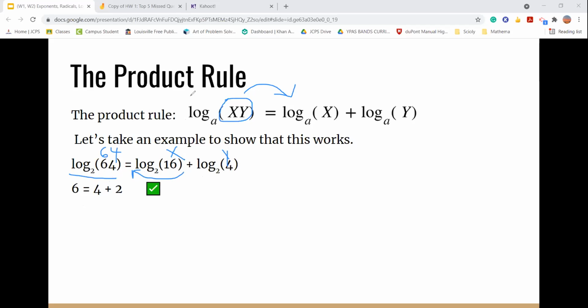And now my product rule said that these two should be equal. Like when I add these two, it should equal this. So I know that log base 2 of 16 is 4. Log base 2 of 4 is 2. And that log base 2 of 64 is 6. And when I add these two together, I do get 6. So our product rule is proven true here.